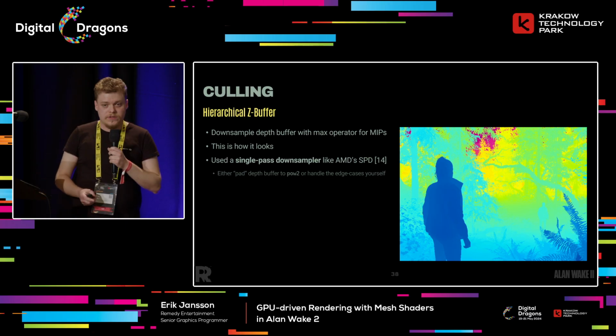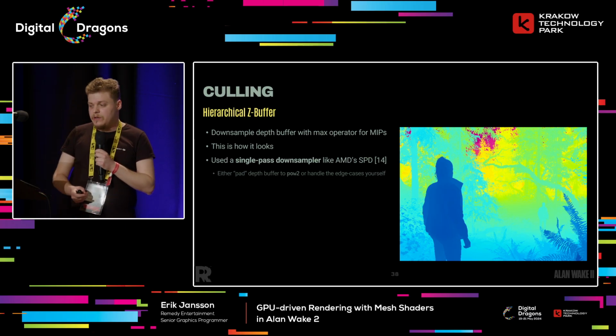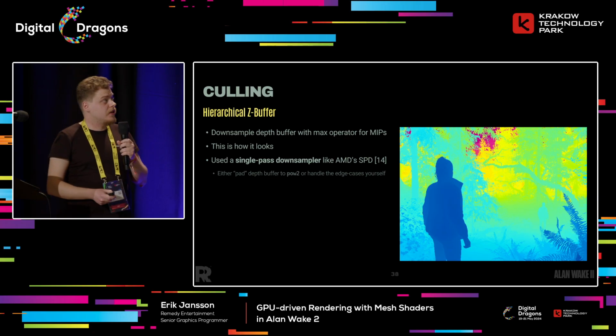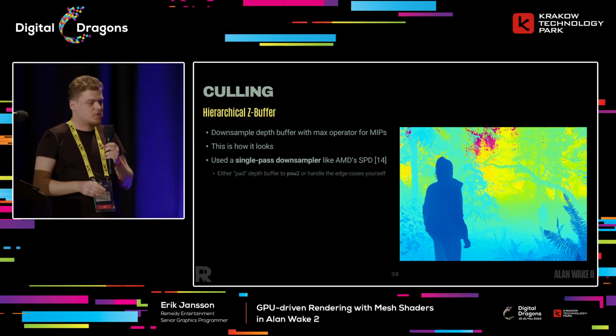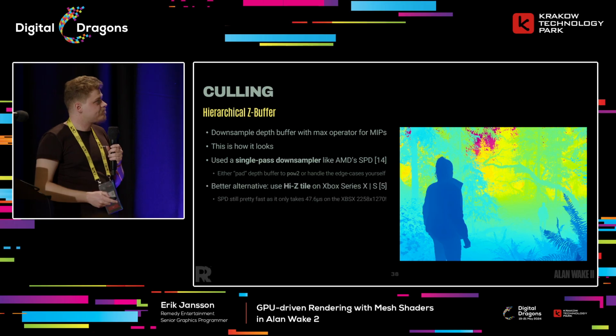In our case, we used a single pass downsampler, not unlike AMD's SPD. Something you need to think about is that you need to do it on a max operator and not average. And you also might have to pad the depth buffer to a power of 2 to make sure that the results are actually conservative, or handle the edge case yourself.